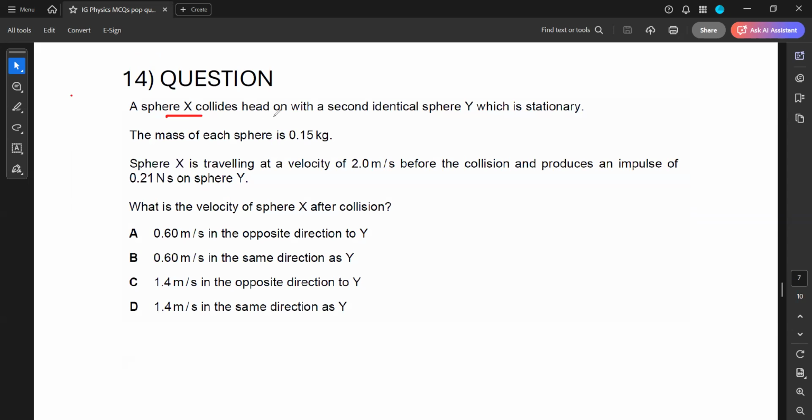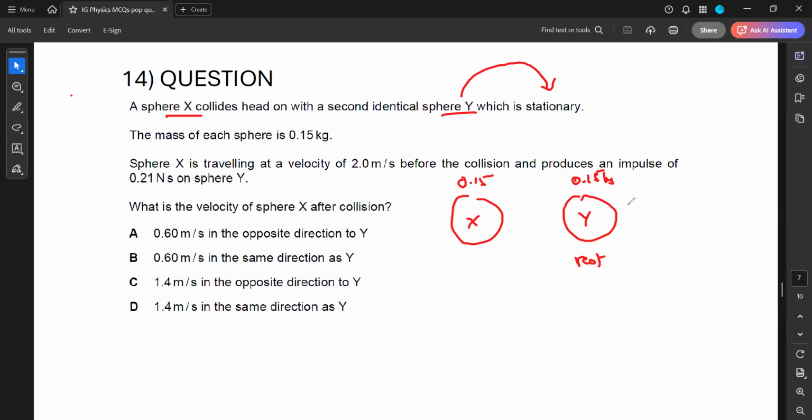Sphere X collides head on with a second identical sphere Y, which is stationary. Identical means the mass is also the same, each with a mass of 0.15 kilogram. Sphere Y was stationary, so what would be the speed of Y? Y will be 0 meters per second, it's not moving.